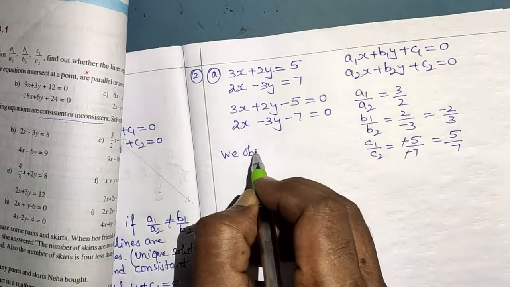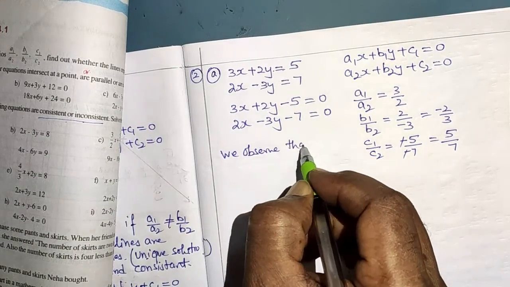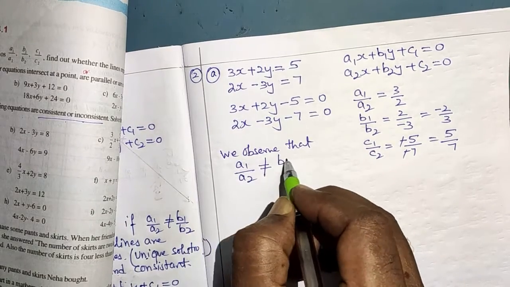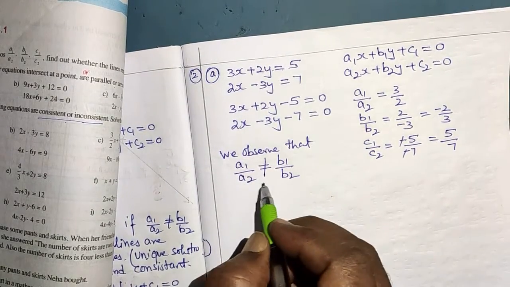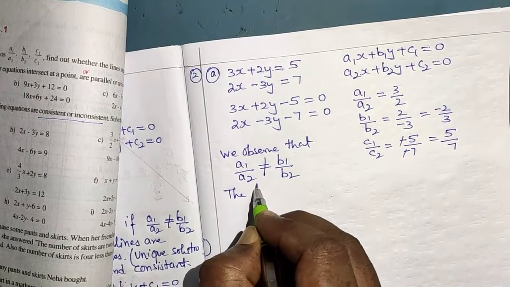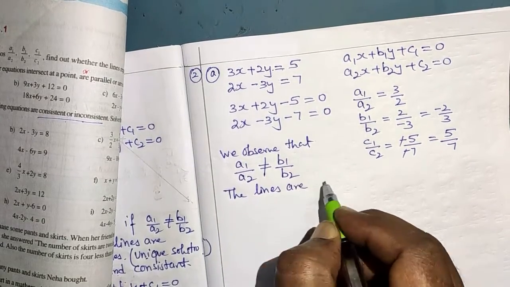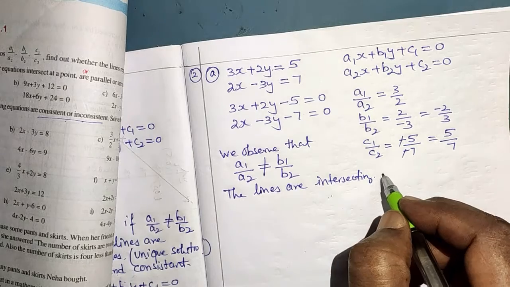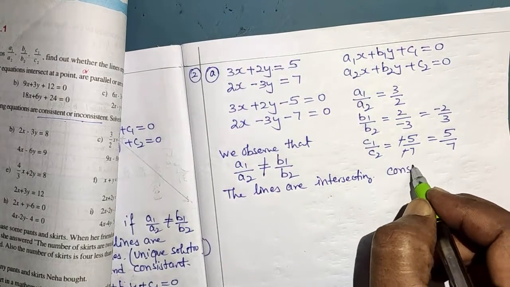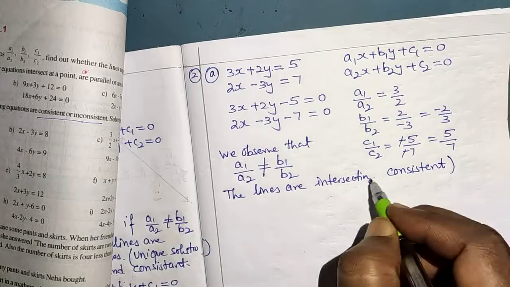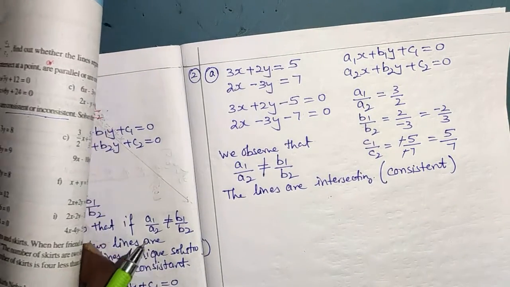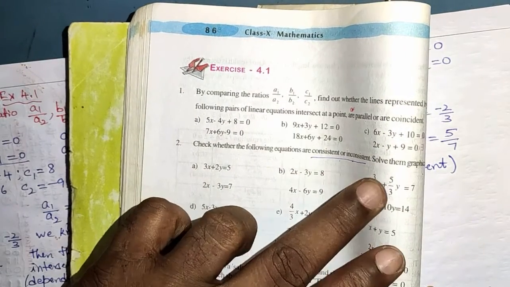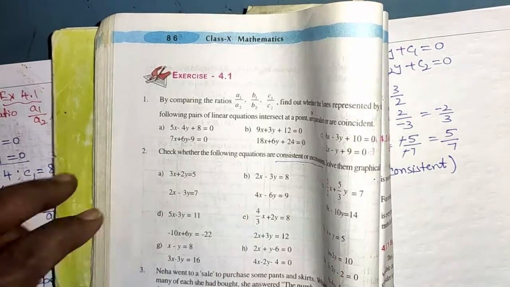So what is our observation? We observe that A1 by A2 is not equal to B1 by B2. When A1 by A2 is not equal to B1 by B2, the lines are intersecting. If the lines are intersecting, they are called consistent. Now, what has he asked in this question? First he has asked to check whether the following equations are consistent or inconsistent and then solve them graphically.